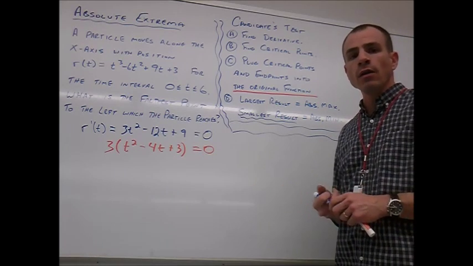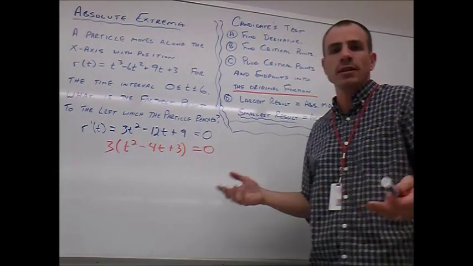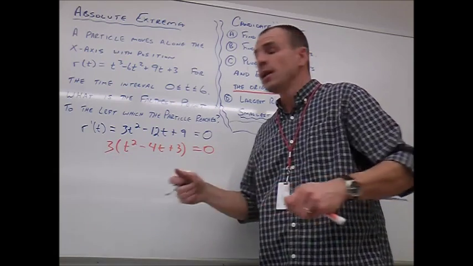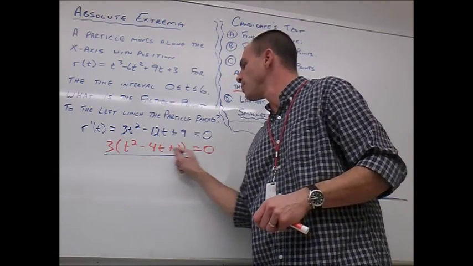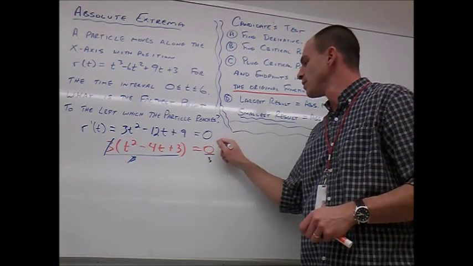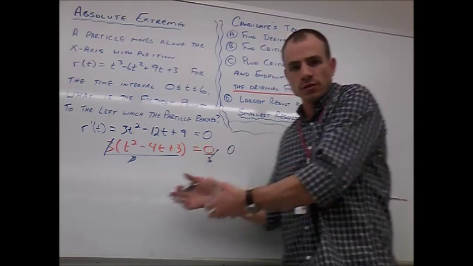Well, that means we can cover them up one at a time. We can cover this one up, we get 3 equals 0. That doesn't happen at all. So this really isn't part of our answer. In other words, we can divide both sides by 3, and it goes away, and 0 divided by 3 is still just 0. So that 3 doesn't matter. That's the purpose of what I was just talking about there.